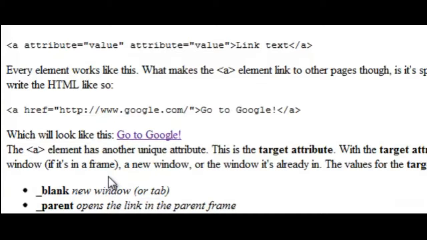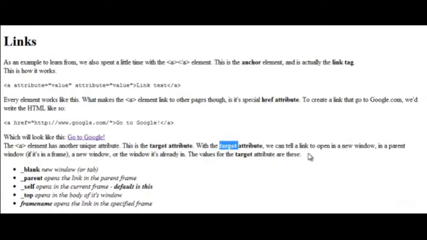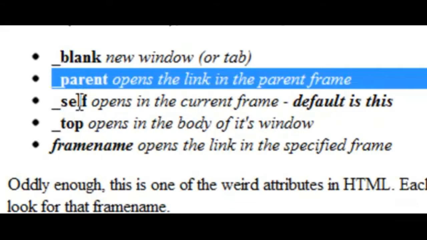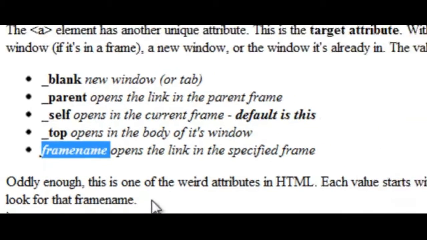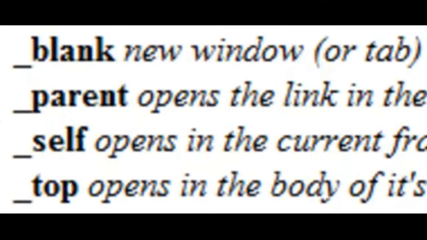The A element has another unique feature. This is the target attribute. With a target attribute, we can tell the link to open in a new window, in a parent window if it's currently in a frame, or the window it's already in. The values for the target attribute are the following: _blank, _parent, _self, _top, or a custom frame name. Oddly enough, this is one of the weird attributes in HTML. Each value starts with an underscore. If it does not start with an underscore, the browser will automatically look for the frame name.